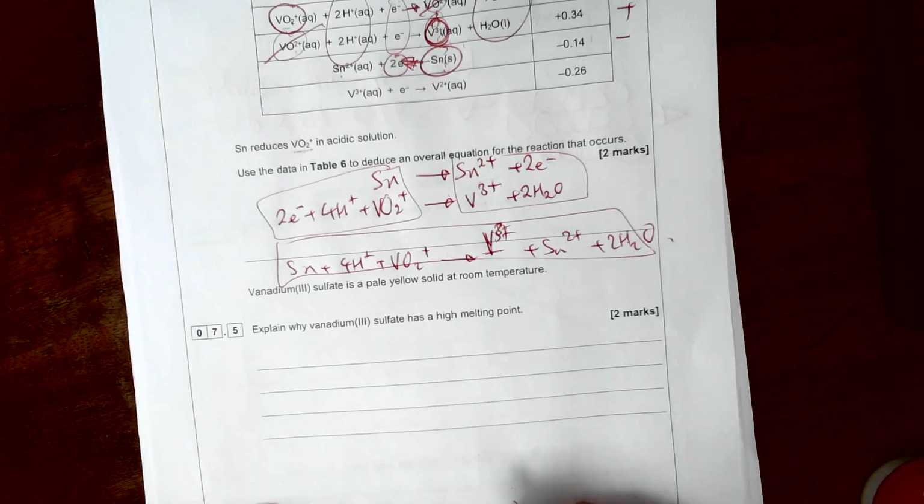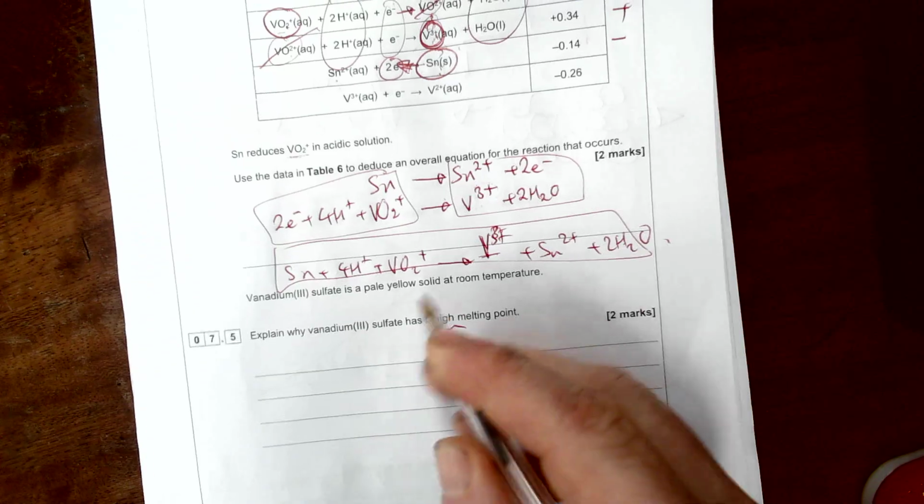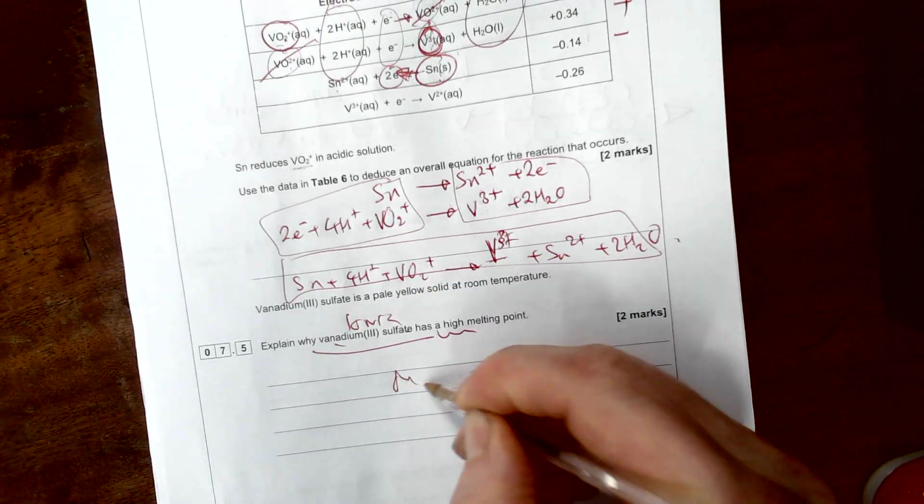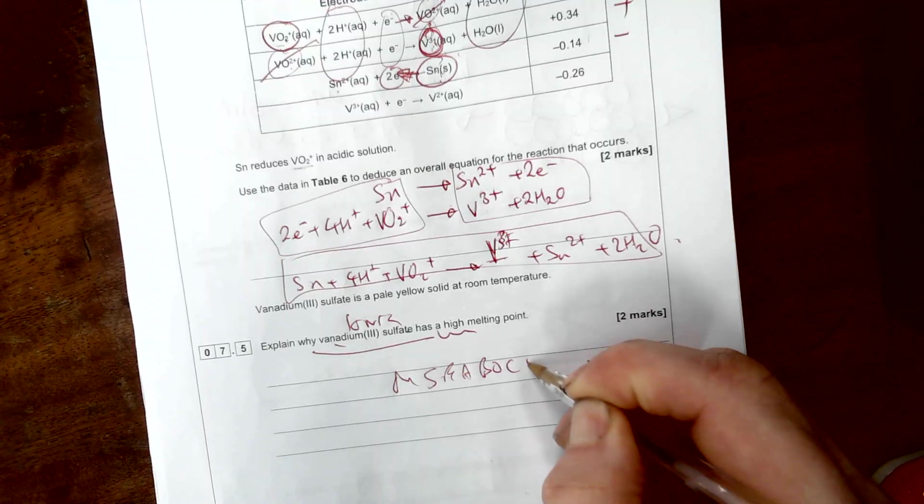Right, why does vanadium sulfate have a high melting point? Yay, GCSE, vanadium sulfate, ionic, metal, non-metal. Many strong electrostatic attractions between oppositely charged ions in a lattice. Yay, it still works.